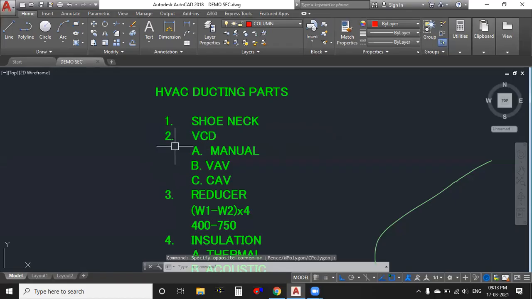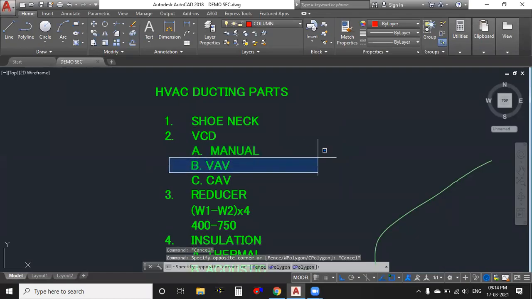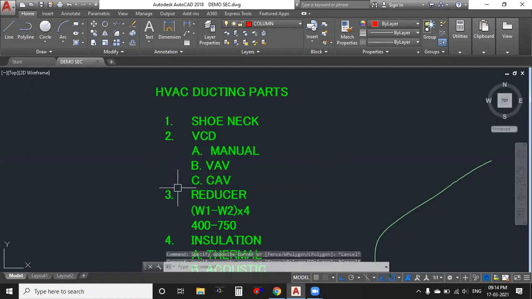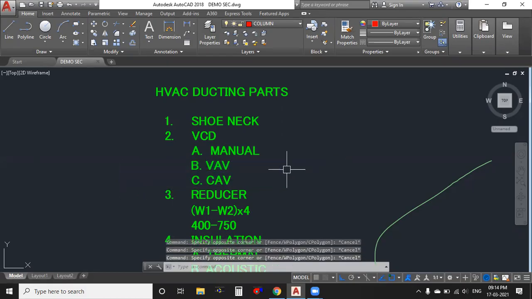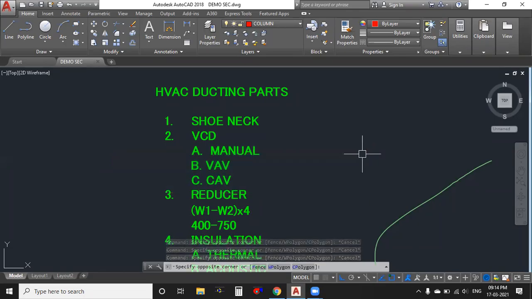Here again we are having one is manual. That VCD we are going to control with hand manually. The second one we are having is VAV, variable air volume. And CAV, constant air volume. Both belong to motorized dampers.